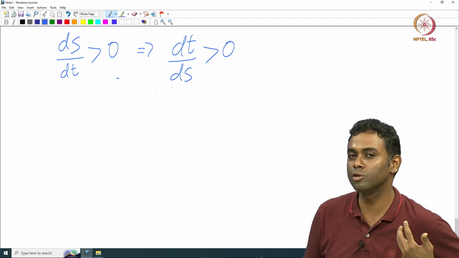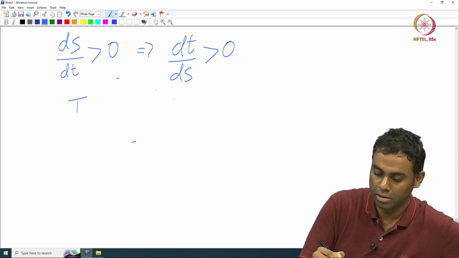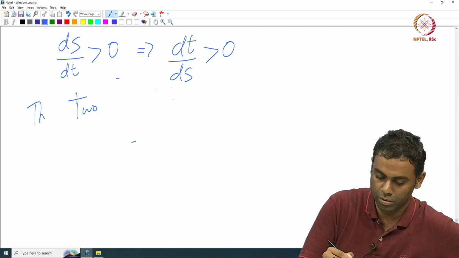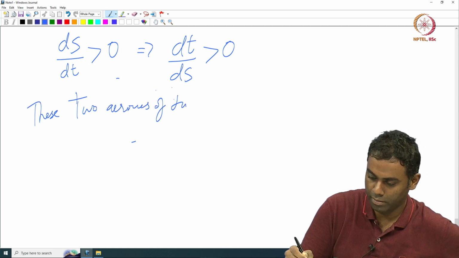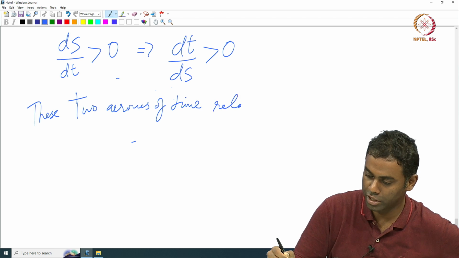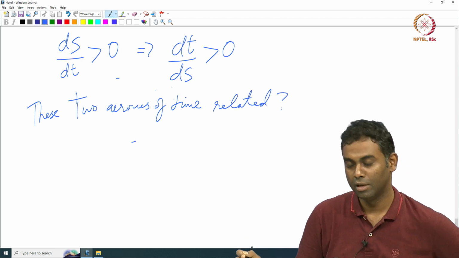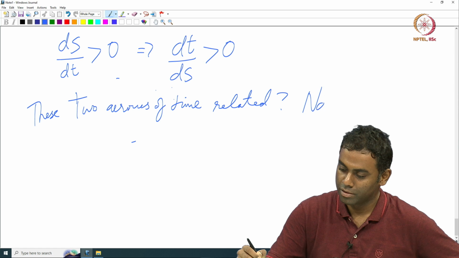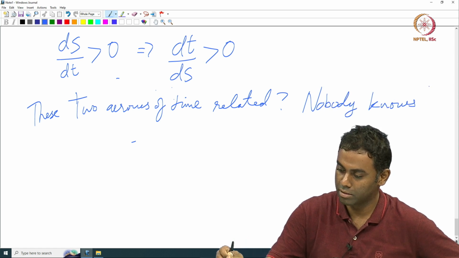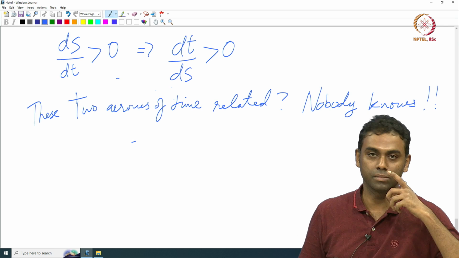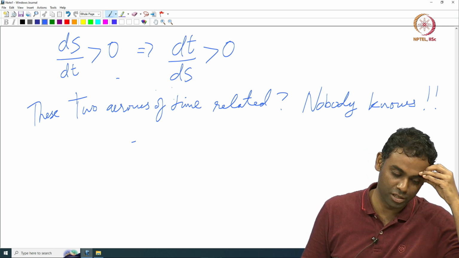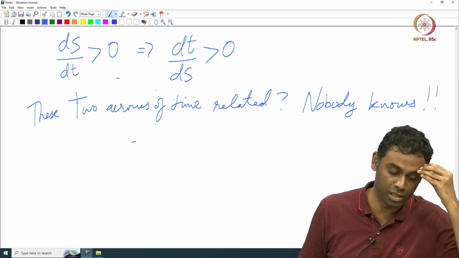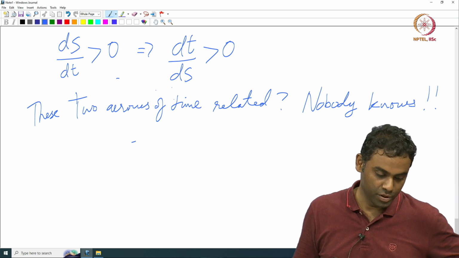Now, are these two arrows of time related? These two arrows of time, have they anything to do with each other? The answer is nobody knows. People are trying very hard to understand this. Okay, so it's a very deep mystery, and we're not going to talk about this further here. Okay, I encourage you to go and think about it.